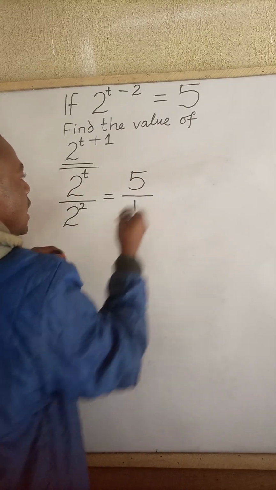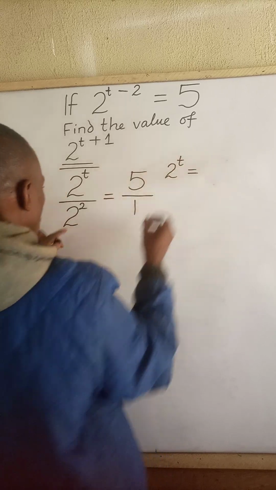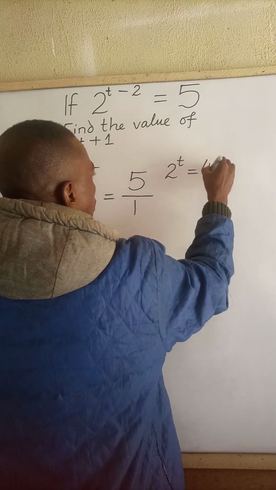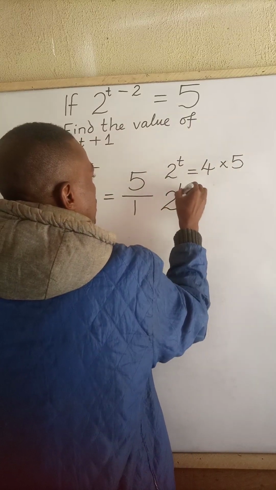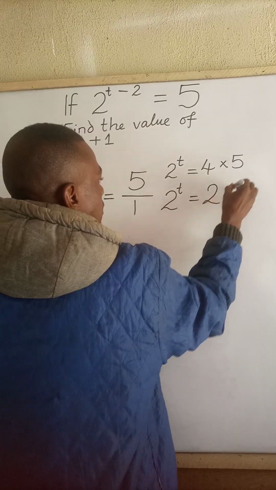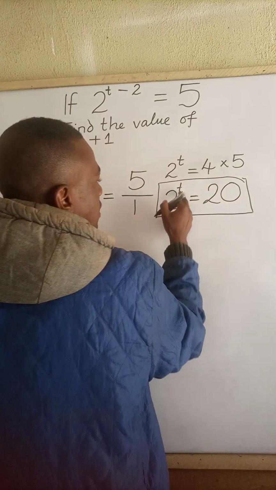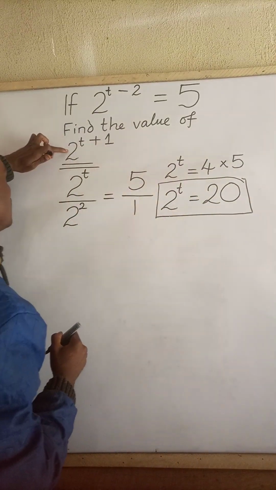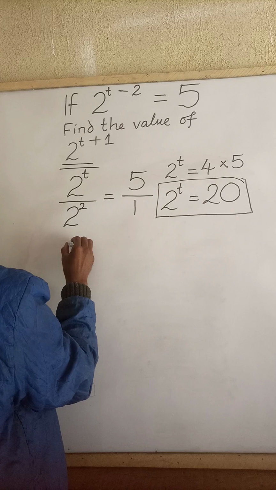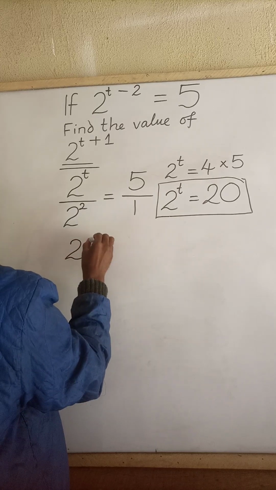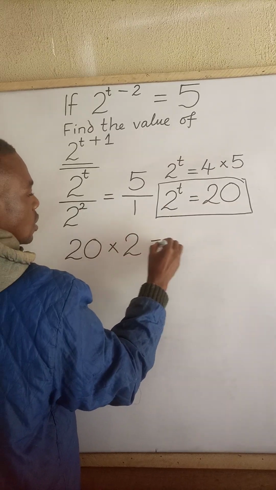When I cross multiply, we will have 2 power t equal to this 2 power 2, which is 4, multiplied by 5. Meaning that 2 power t is equal to 20. Now, having known that the value of 2 power t is 20, the value of 2 power t plus 1 will become 20 multiplied by 2, which is equal to 40.